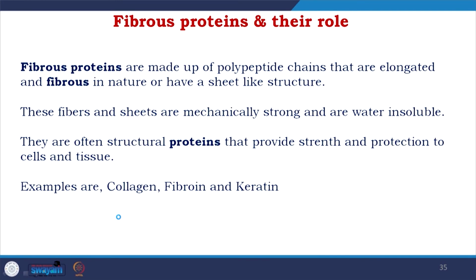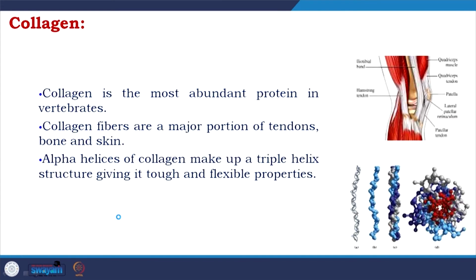Fibrous proteins are made up of polypeptide chains that are elongated and fibrous in nature or have a sheet-like structure. These fibers and sheets are mechanically strong and are water insoluble. They are often structural proteins that provide strength and protection to cells and tissues. Examples are collagen, fibrin, keratin.